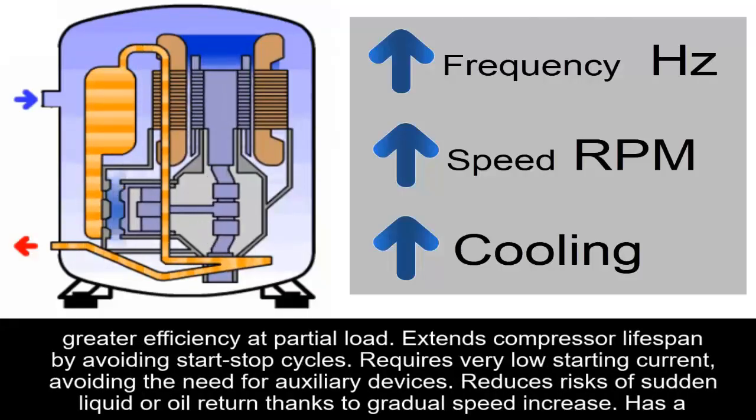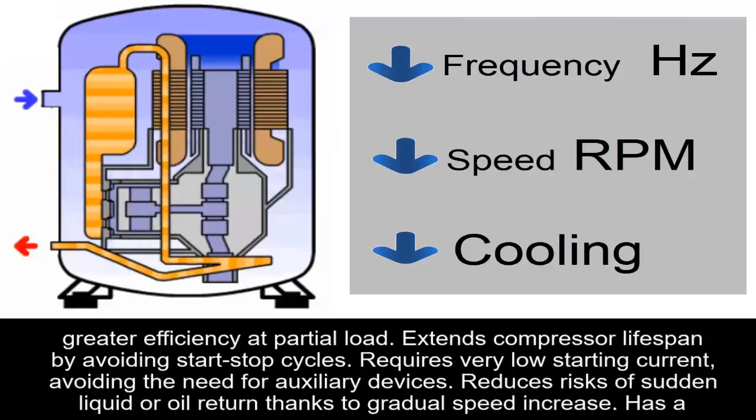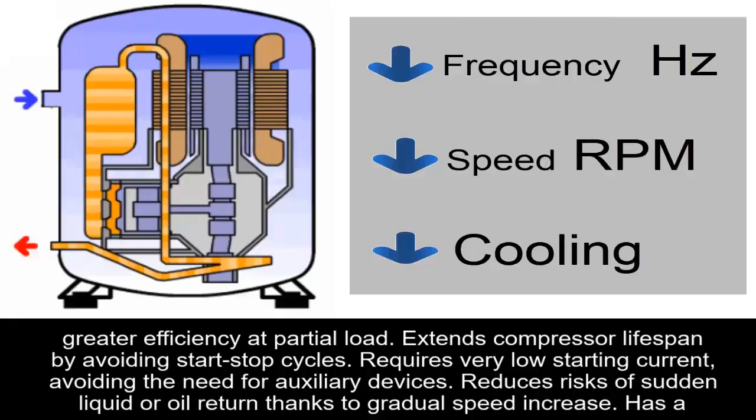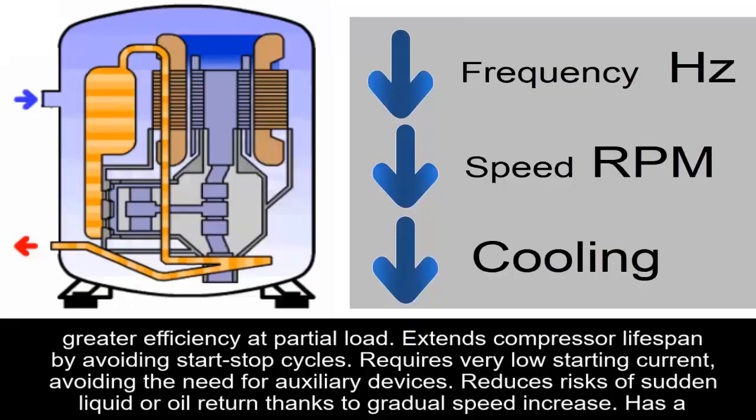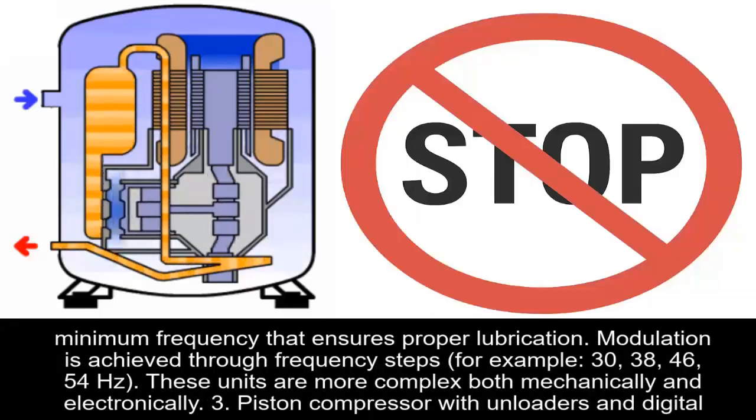Offers greater efficiency at partial load. Extends compressor lifespan by avoiding start-stop cycles. Requires very low starting current, avoiding the need for auxiliary devices. Reduces risks of sudden liquid or oil return thanks to gradual speed increase. Has a minimum frequency that ensures proper lubrication. Modulation is achieved through frequency steps, for example, 30, 38, 46, 54 Hz. These units are more complex both mechanically and electronically.